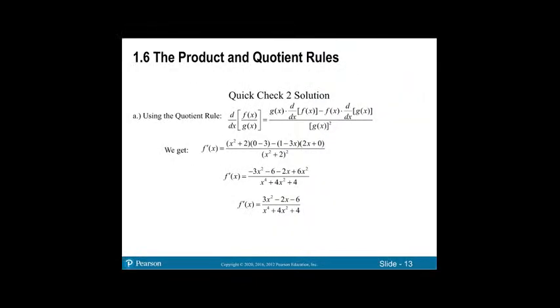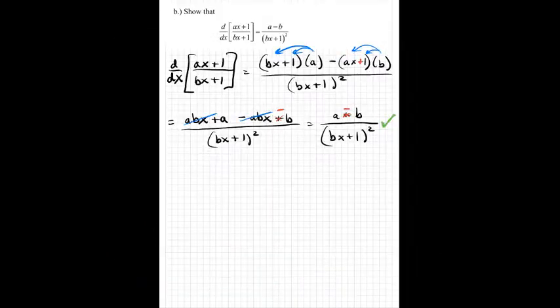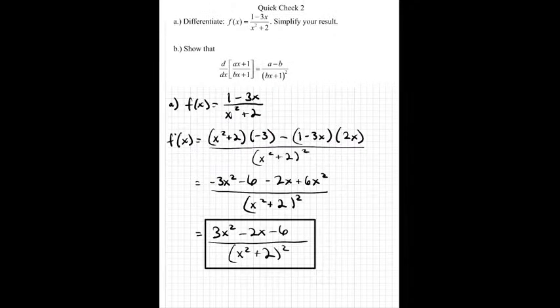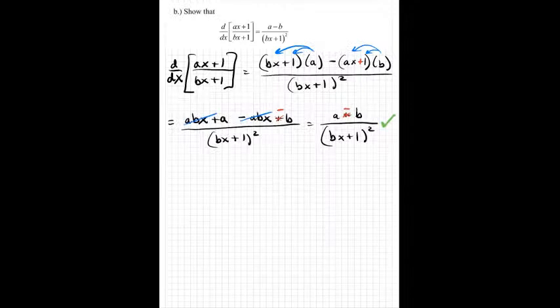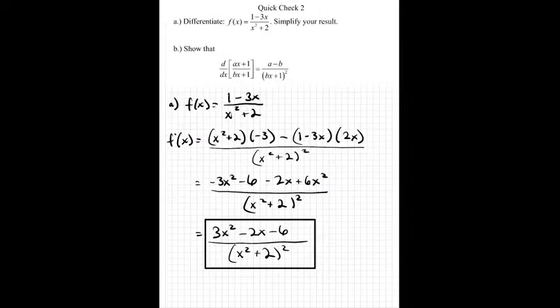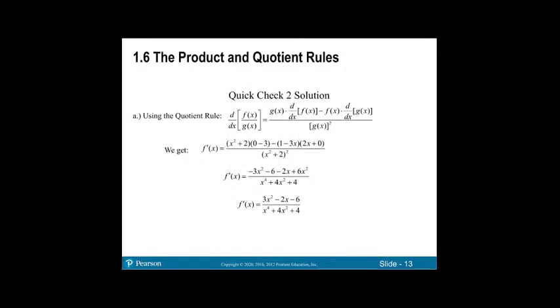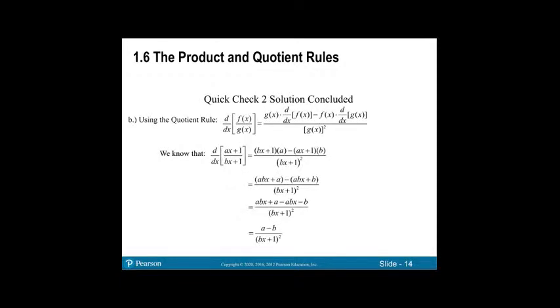So I think we did all 3x squared minus 2x minus 6, 3x squared minus 2x minus 6, x squared, and then they expanded that denominator. Did we forget that again? Maybe. Anyway, we're gonna let that be. And then I think part B, we got all those steps. So we're gonna let that be as well.